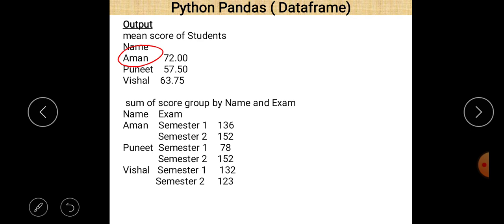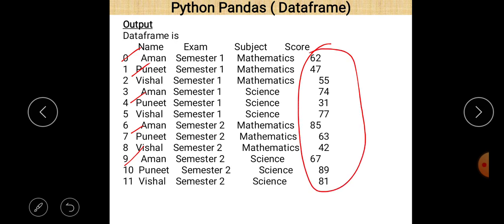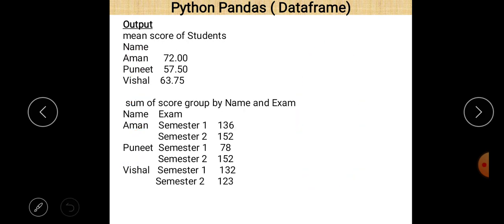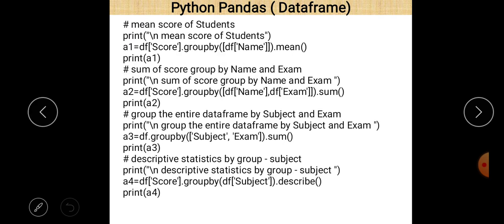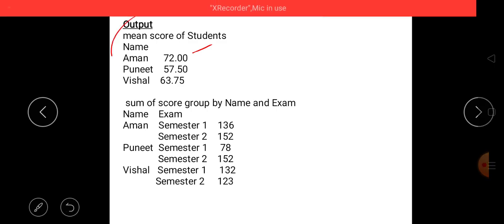And here the group is based on the name. So Aman, Puneet and Vishal are only written a single time here. You can easily see that. And after that, these are the different scores regarding Aman, Puneet and Vishal. So here we just use the mean function. So the mean value will be calculated regarding score. So this is our answer.